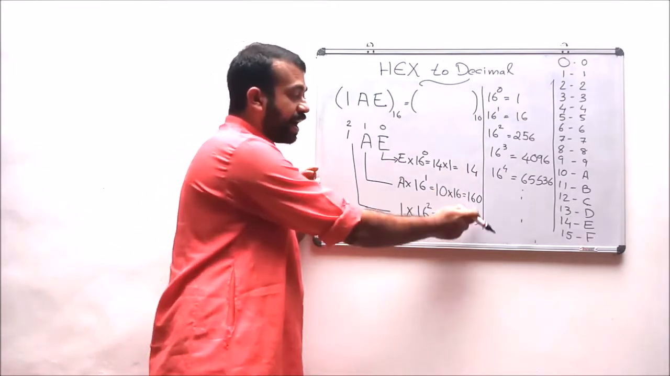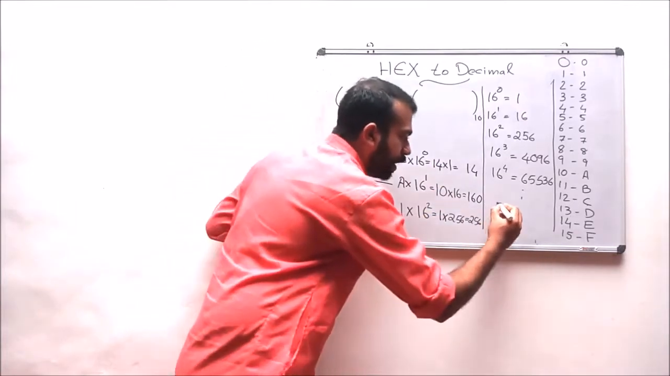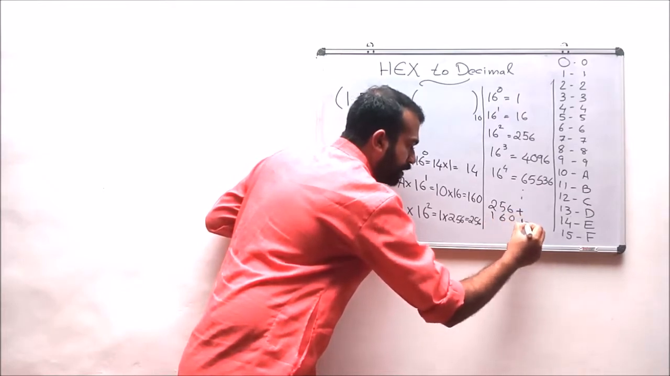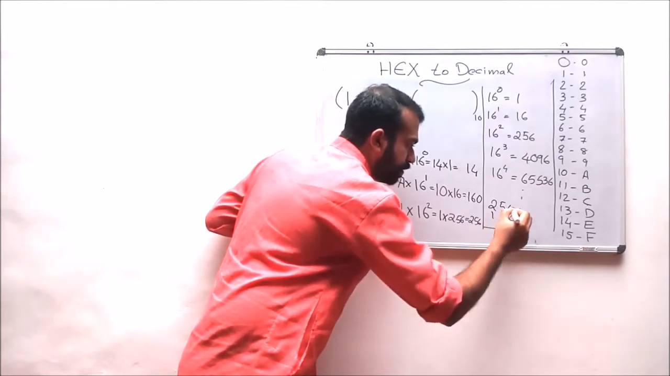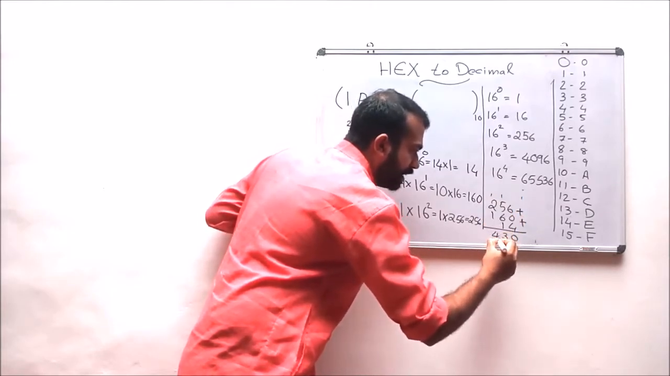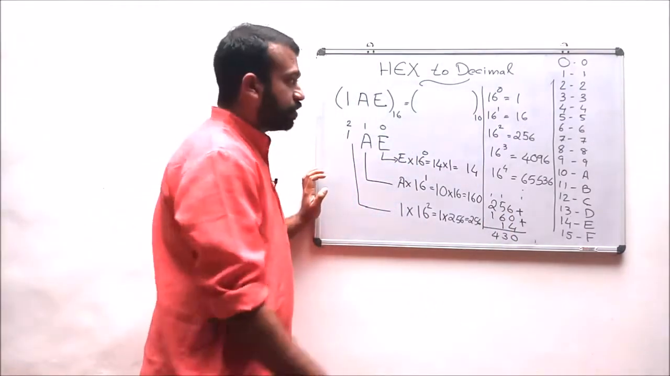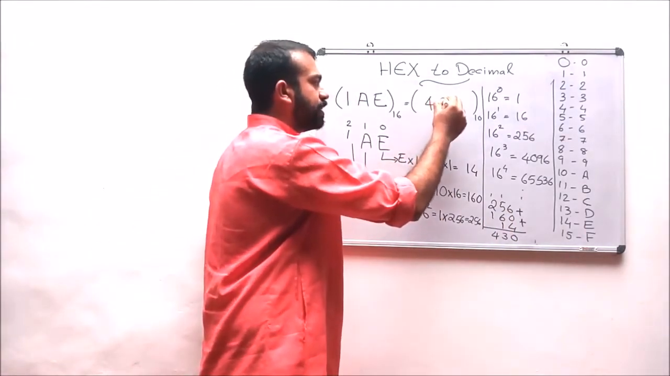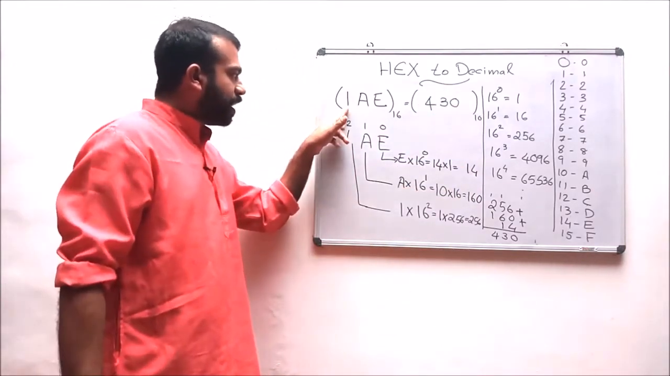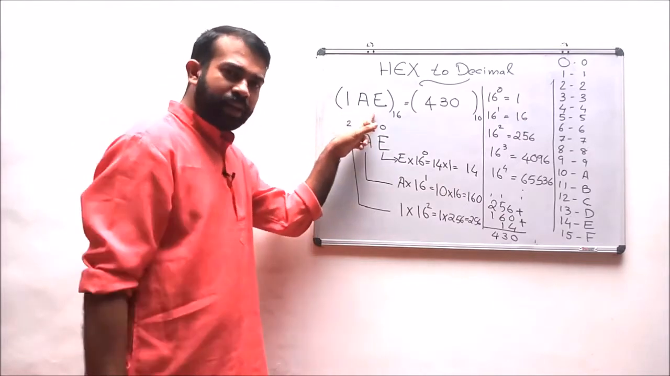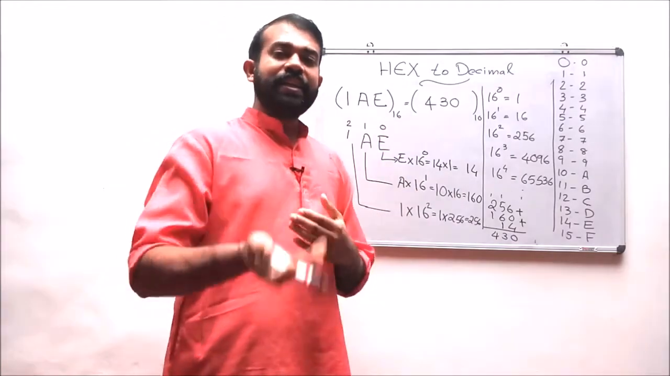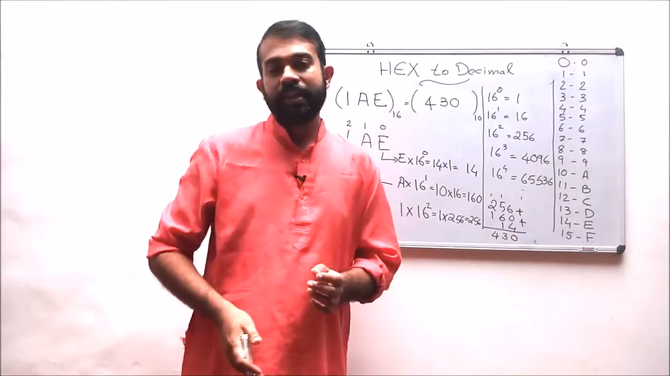And finally, add all these numbers. So 256 plus 160 plus 14. 6 plus 4 is 10, with a carry 1, 12, 13. Then 430. So the final answer will be 430 to the base 10. So the hexadecimal number 1AE is equivalent to the decimal number 430. This is how we represent a hexadecimal number in the decimal number system.